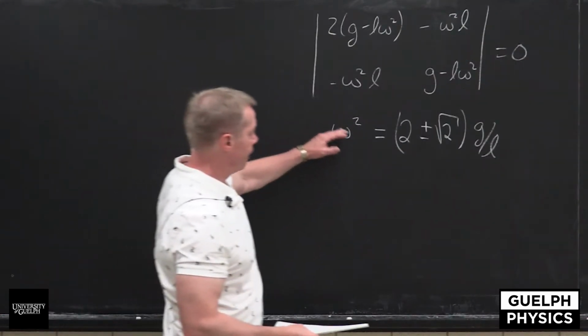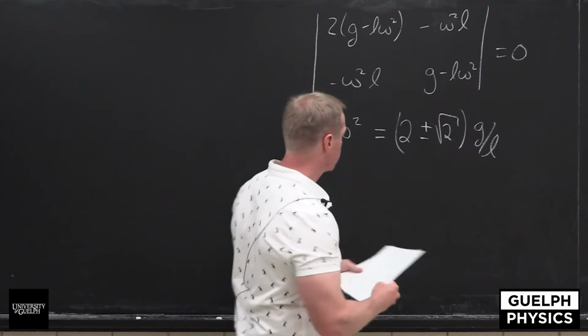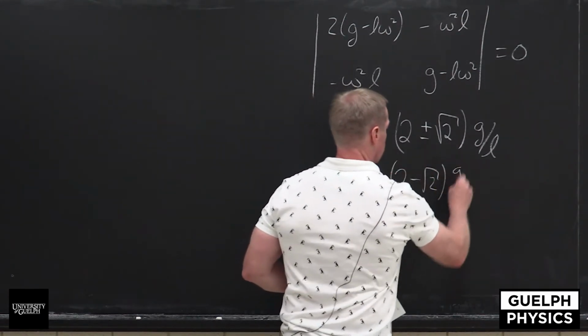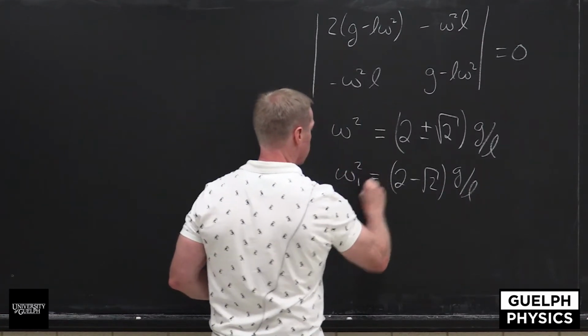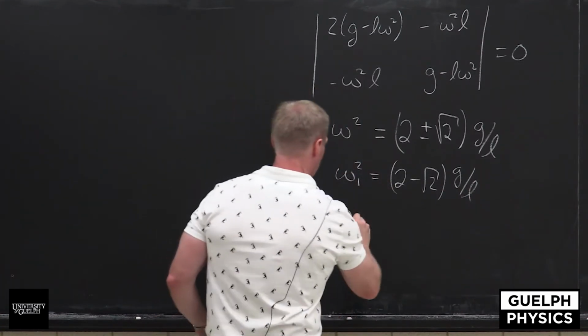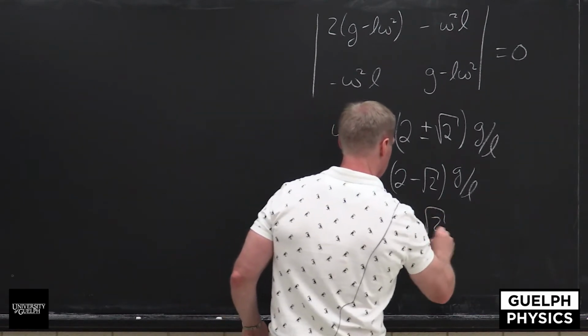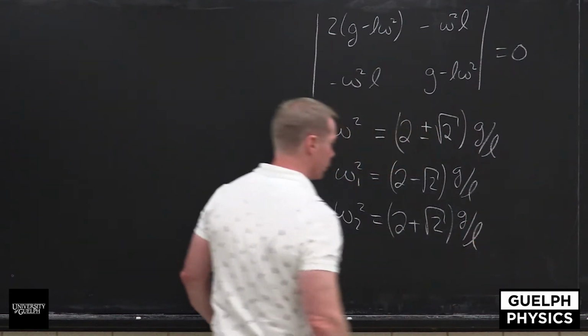So I would have two eigenfrequencies, one at a lower frequency of 2 minus root 2 g over L. Let's call that omega 1 squared. And omega 2 squared is at a higher frequency, 2 plus root 2 g over L.